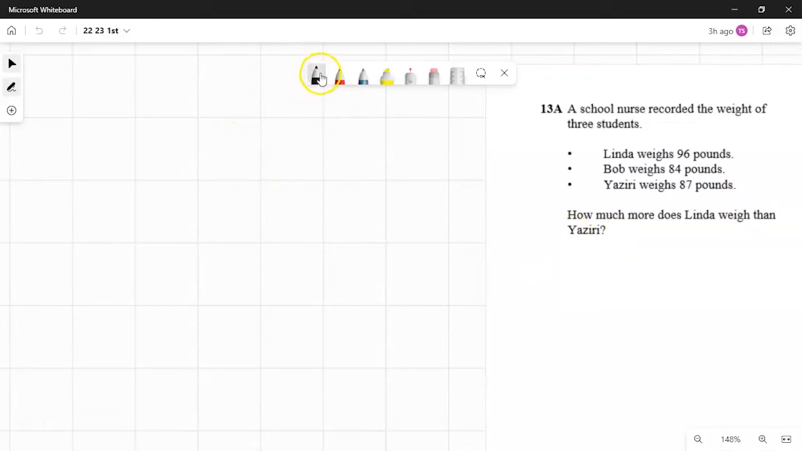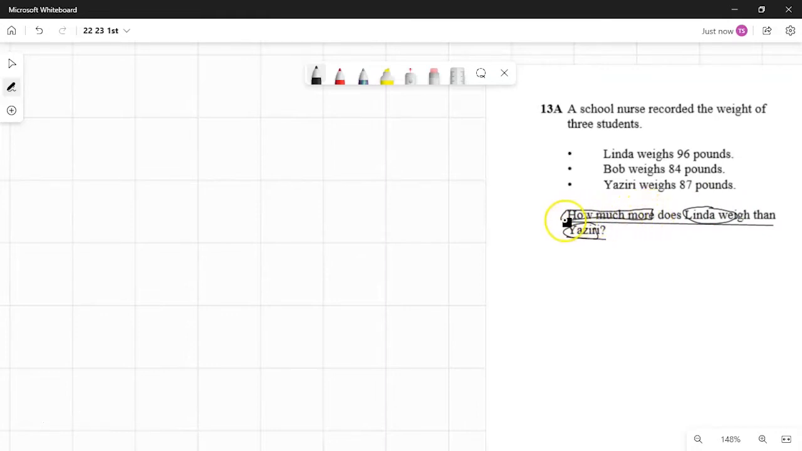So my first step is I'm going to look at this problem. I'm going to underline the question, make sure I understand what it's asking. And that's how much more does Linda weigh than Yuzari? Okay, and I'm going to circle the information that's important in there. The important information is Linda's weight and Yuzari's weight. And I'm going to box this in right here.